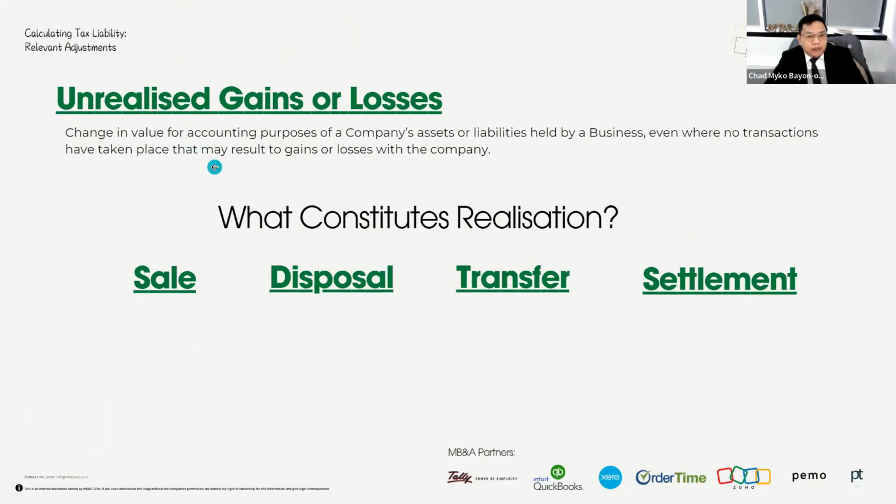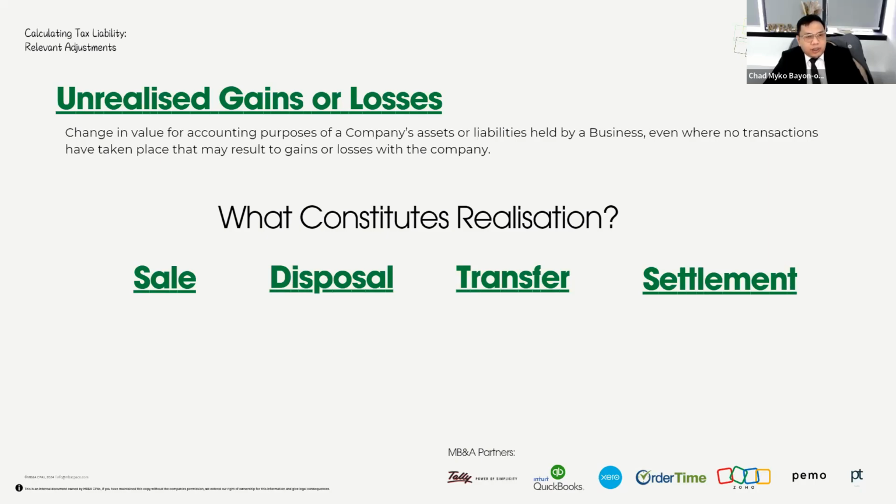Now, normally, when you do the filing, there will be an option for you. Either you elect for realization basis, or you just continue with your accounting income. So when you say realization basis of your calculation for taxable income, the recognition of either expenses, losses, or gains will be based on whether it has been sold, disposed, transferred, or settled.